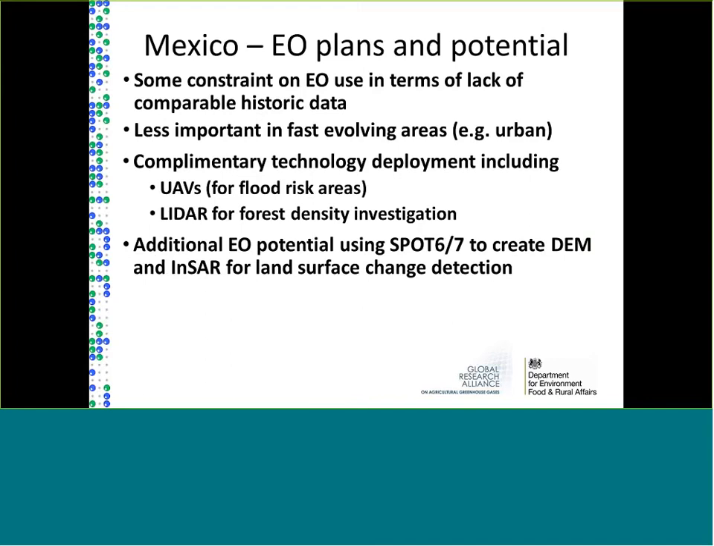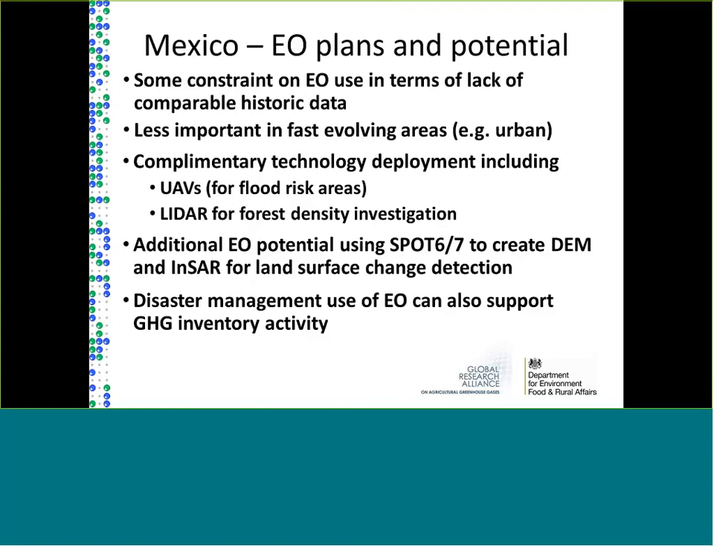Mexico is also looking at complementary technologies, for instance, UAVs, and they've used LiDAR, airborne LiDAR, to look at forest density. In terms of Earth observation, they're looking at using the high resolution SPOT 6 and 7 satellites. Using different view angles, they can be used to create digital elevation models. And Mexico is also looking at the use of interferometric SAR. We get interference between different scenes of synthetic aperture radar to look for changes in land surface.